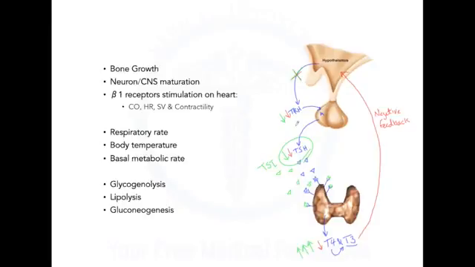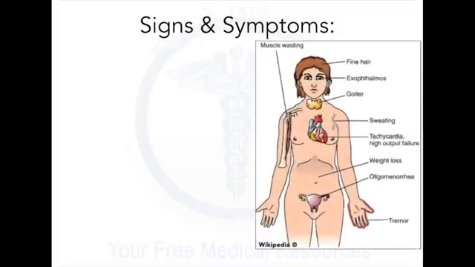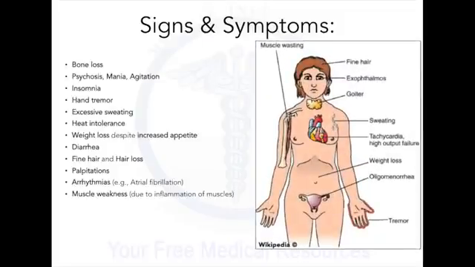So everything that we talked about as far as the effects of thyroid hormone goes on our body will increase in case of Graves' disease, leading to many different signs and symptoms throughout the body, which includes bone loss, psychosis, mania, agitation, insomnia, tremor, excessive sweating, heat intolerance, weight loss despite increase in appetite, diarrhea, fine hair and hair loss, palpitation, arrhythmias such as atrial fibrillation, muscle weakness due to inflammation of different muscles.